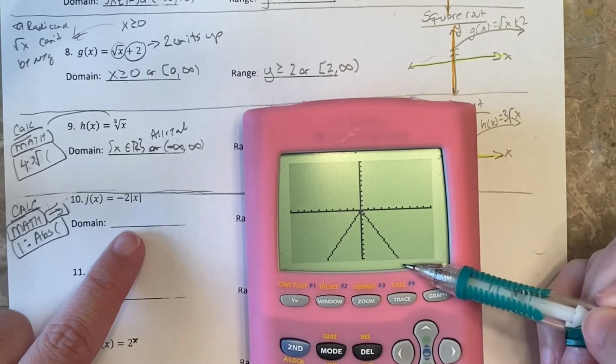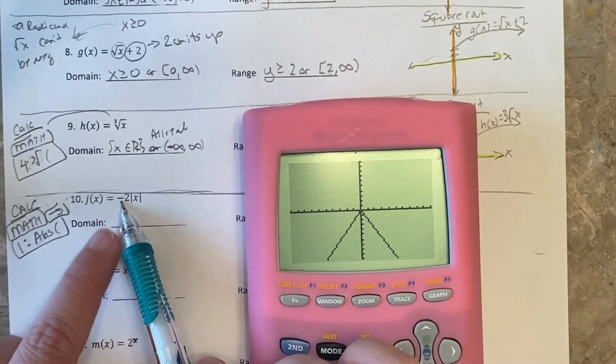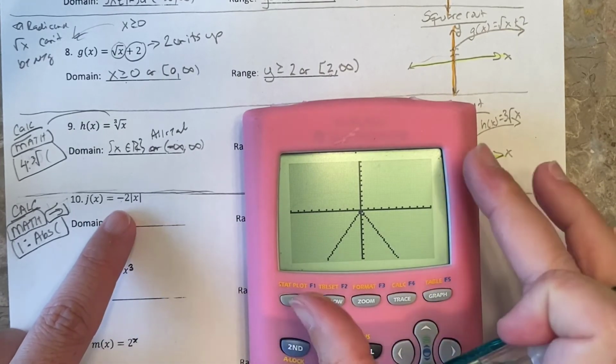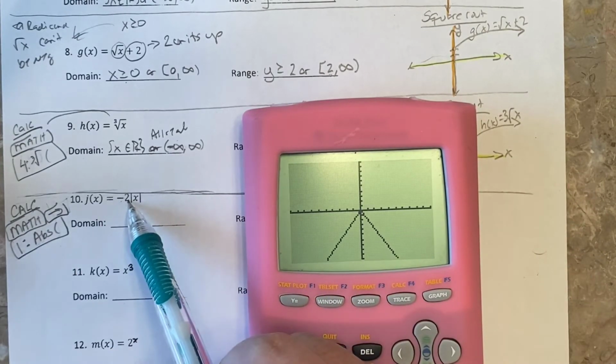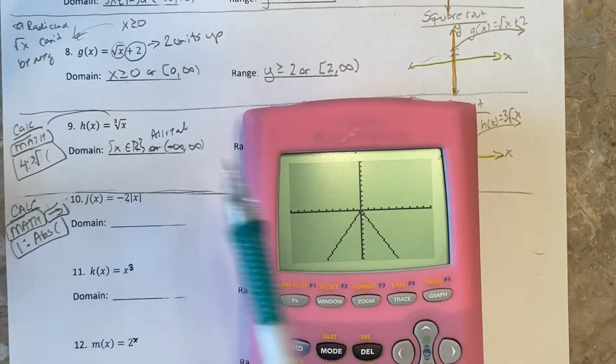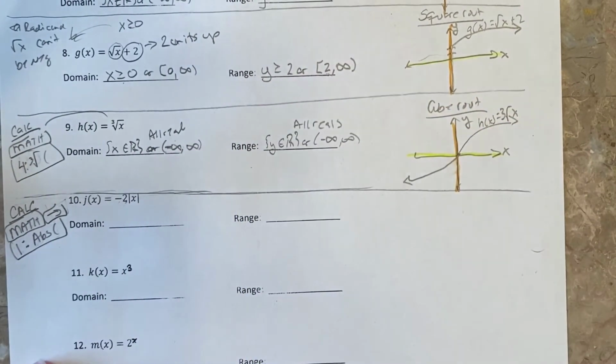Notice it is upside down, and that's because of the negative on the outside, so you should know that. And also, it's a little bit more narrow, and you also learned that any coefficient bigger than 1 is going to be narrow, any decimal is going to be wider. So that's what the graph looks like.